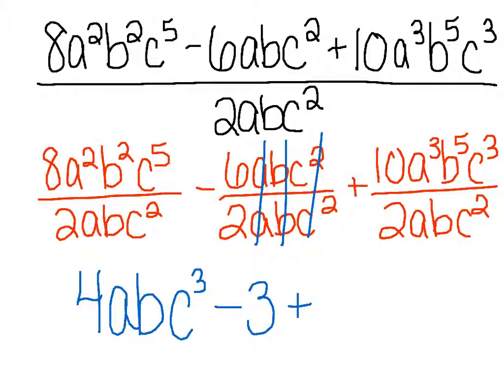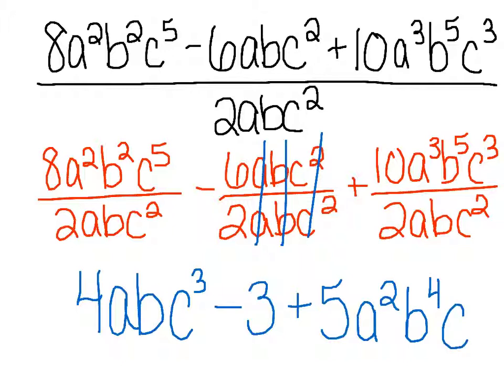Plus 10 divided by 2 is 5. A cubed divided by a is a squared. 3 minus 1 is 2. B to the 5th divided by b is b to the 4th. 5 minus 1 is 4. And c cubed divided by c squared is c to the 3 minus 2, which is 1. So our final answer is 4abc cubed minus 3 plus 5a squared b to the 4th c.